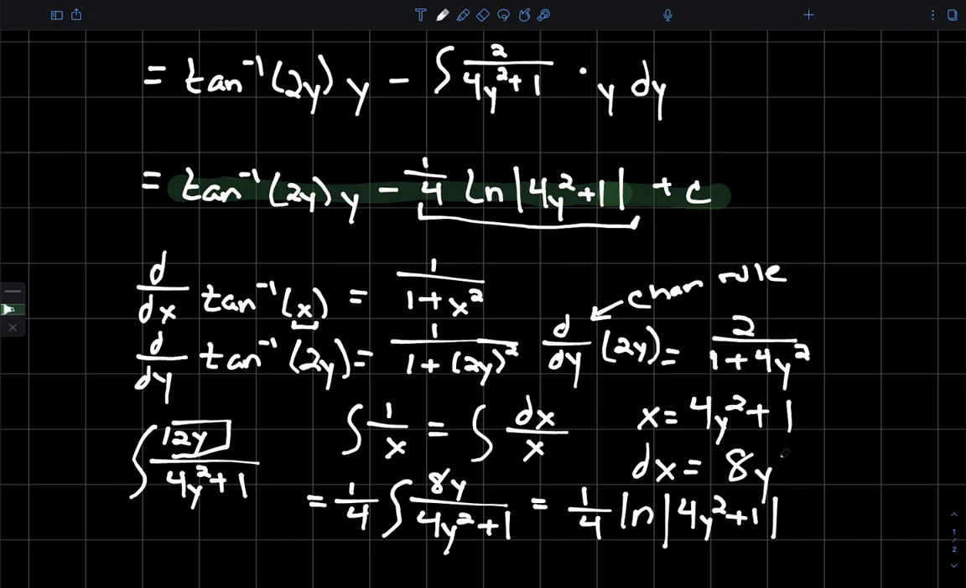So again, just want to review this portion here and your natural log integral of 1 over x here if you need additional help.